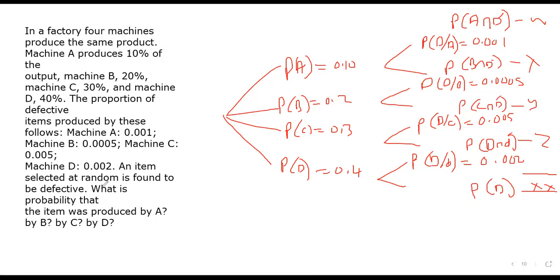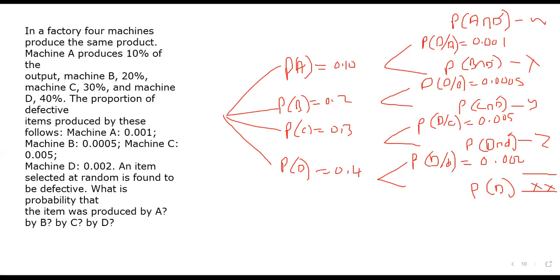So what they'll ask me is, if an item was randomly selected, what's the probability that it came from A, B, C, or D? What they're actually asking is you find the total. This one divided by that is the probability of A given D. This answer, Y divided by the total, you get B given D. That is how you're supposed to go about it.